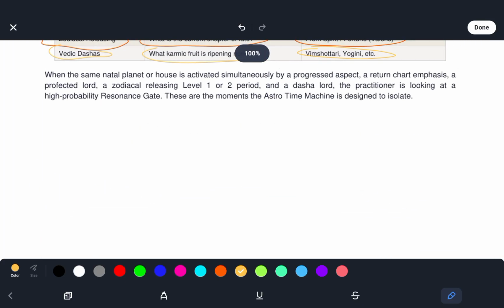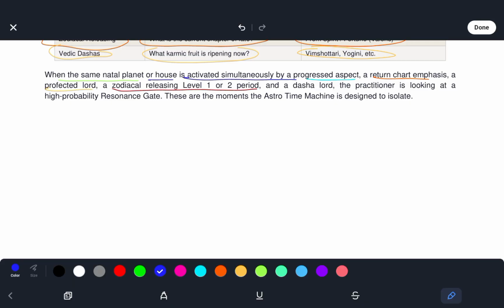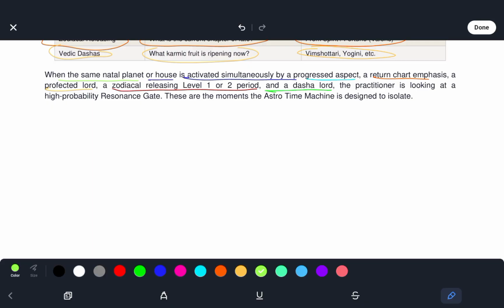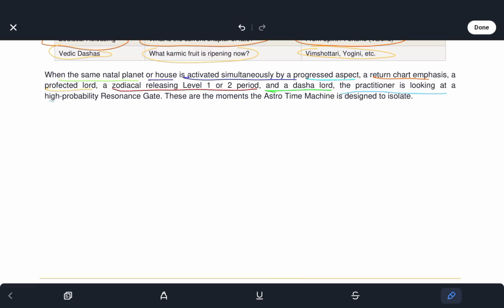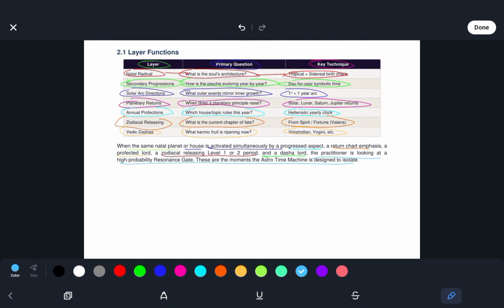So essentially, when the same natal planet or house is activated simultaneously by a progressed aspect, a return chart emphasis, a profected lord, a zodiacal releasing level 1 or 2 period, and a dasha lord, the practitioner is looking at a high probability resonance gate. And these are the moments the ATM is designed to isolate.